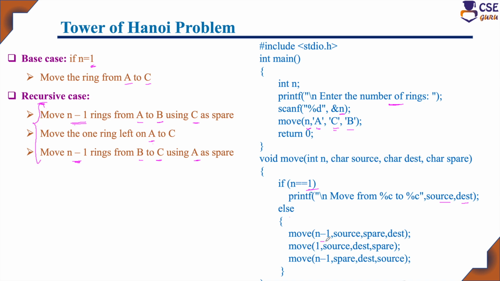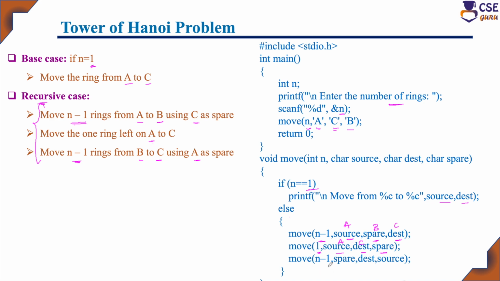Move n minus 1 rings from source to spare pole. Source is A, spare is B, destination is C. Move n minus 1 rings from source to spare using destination as the intermediate pole. Then only one ring will be at the source pole. So move that one ring from source to destination. Source is A, destination is C. Directly move from A to C. Spare, we are not going to use it, but simply keep it.